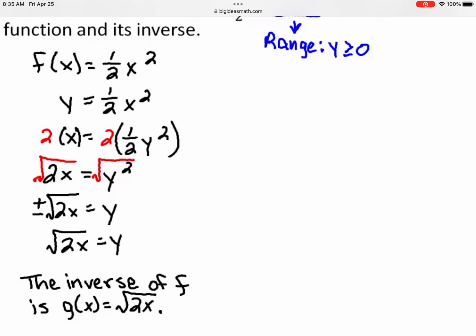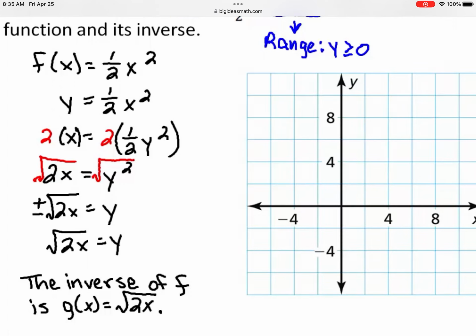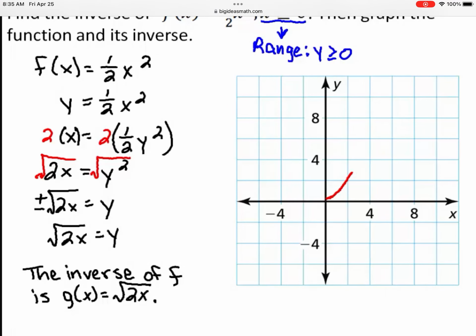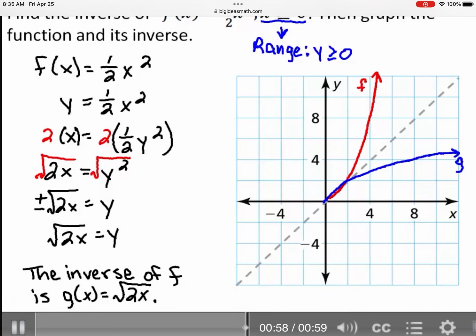Now you want to graph the function and its inverse. So graph f of x equals 1/2 x squared, and g of x equals the square root of the quantity 2x. You can see that the graph of g appears to be a reflection of the graph of f in the line y equals x.